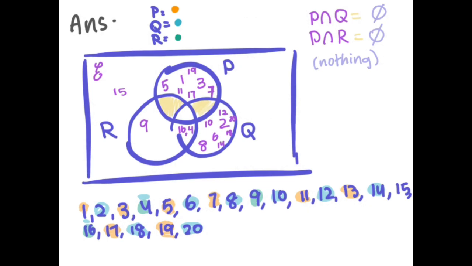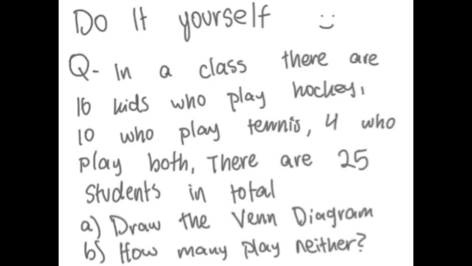The question asked for the intersection between P and Q, and that was empty, so that is equal to 0. The intersection between P and R was the middle part between P and R. That was also empty. So, a question at the end that hopefully you'll be able to do.